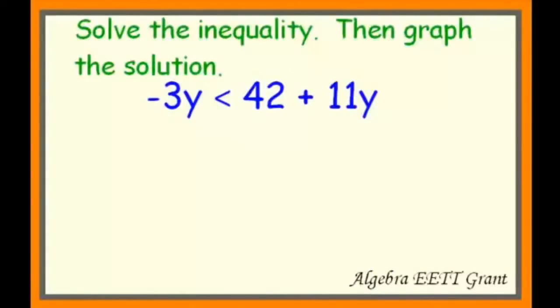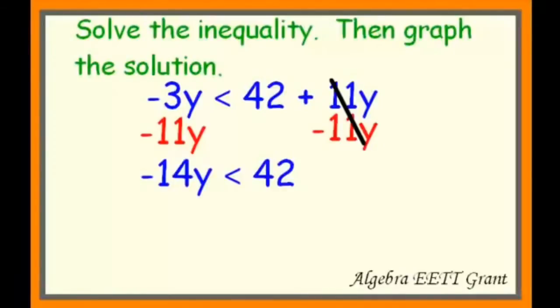Let's look at one more example. This time we have negative 3y is less than 42 plus 11y. Now we want to solve for y. The first thing I notice is we have y's on both sides. Now I like to bring all my variables to the left side of the equation or the inequality. So what I'm going to do first is subtract 11y from both sides. Now on the right side, the plus 11y and the minus 11y cancel off. On the left side, negative 3y minus 11y will give you a total of negative 14y, and that's still less than 42.